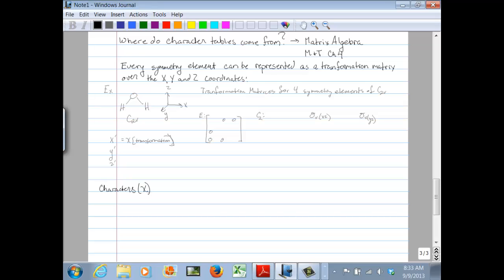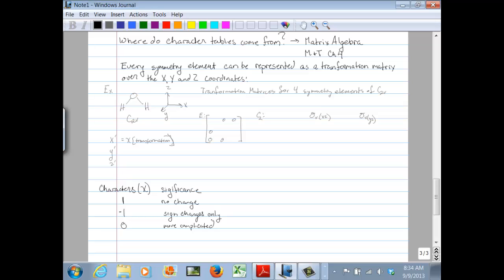Remember this? X. Little character, and it's going to depend on what happens. So if no change happens, and we're going to look at the 3 vectors, if no change happens, you're going to assign the vector a 1. If the sign of the vector changes, and only the sign of the vector changes, it's assigned a -1. And if there's a more complicated move, you just assign it a 0.